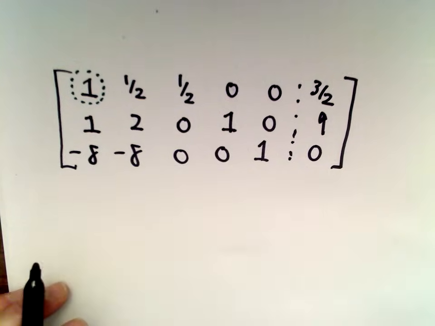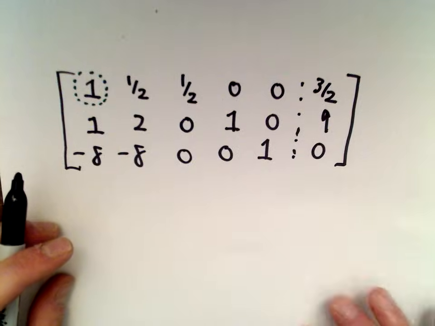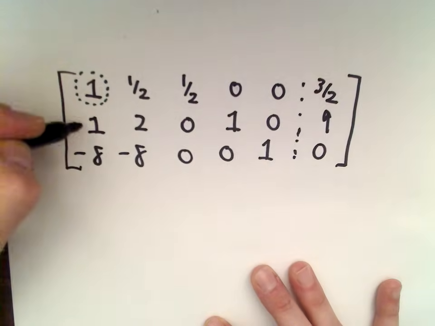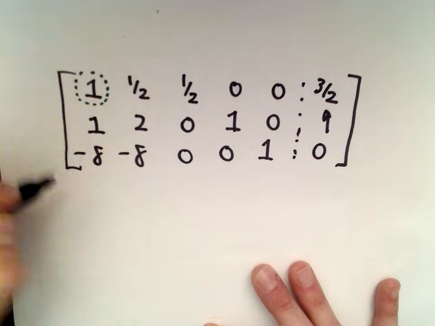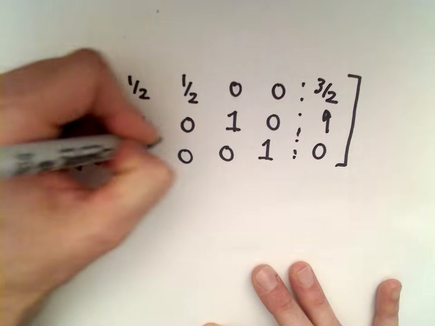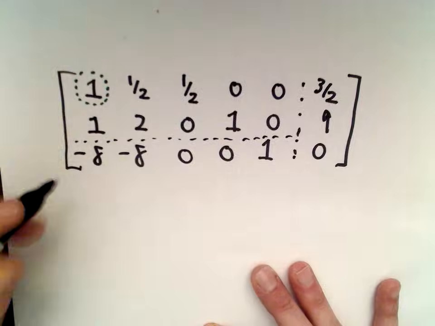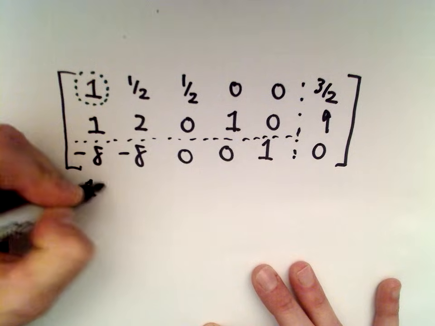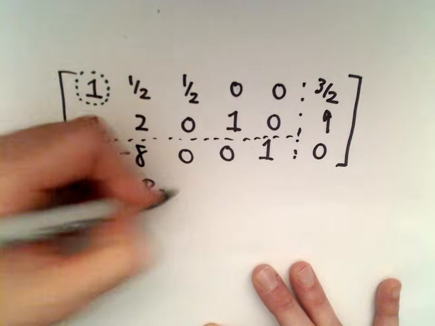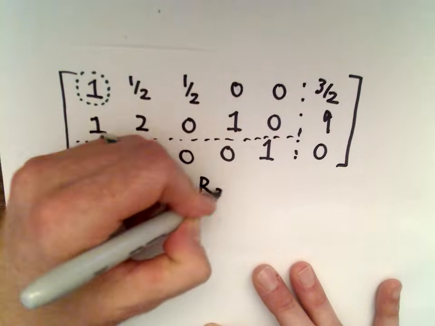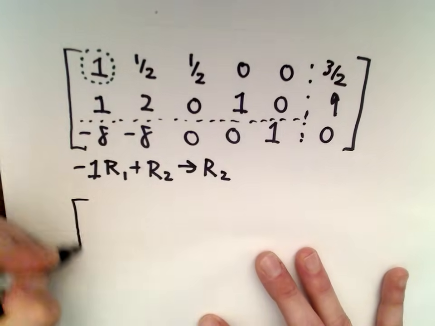So for better or for worse, here we go. I want to get a 0 where the extra 1 is and the -8. So to do that, I'm going to take -1, multiply that by row 1, add that to row 2, that's going to give me my new row 2. So let's do that operation first.